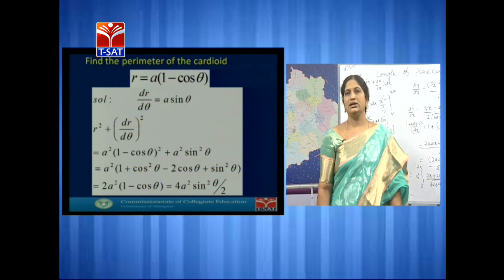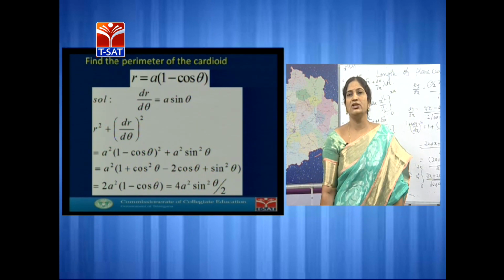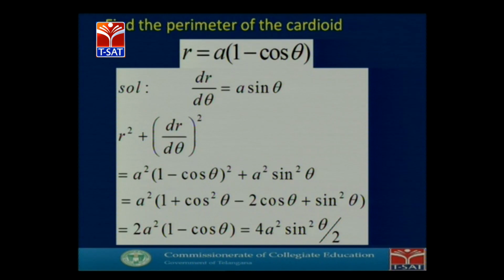So here the given equation is a cardioid, r is equal to a into (1 minus cos theta). For this cardioid, we have to find the perimeter, that is nothing but the whole length of the cardioid. So first we will find out what is r square plus (dr by d theta) whole square.